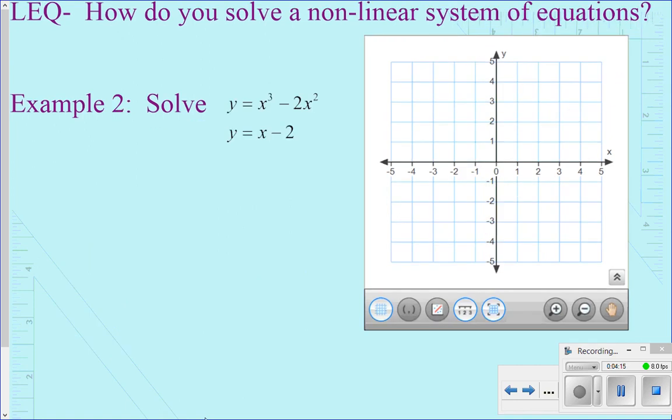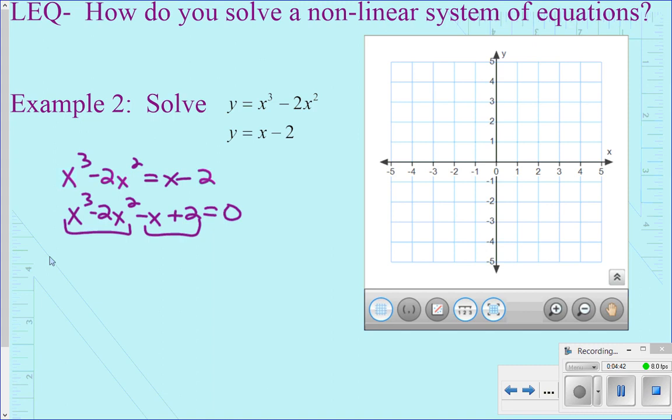Next, copy those two equations. Same thing, we're going to solve algebraically and graphically. So I can see these are both solved for y, so I'm going to set them equal to each other. I can see that I have a cubic, so I need to get that set equal to 0. So subtracting x and adding 2. I can see that I can factor that. So that's times negative 1.